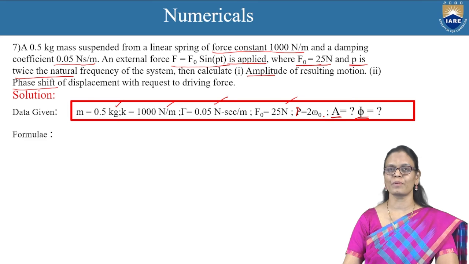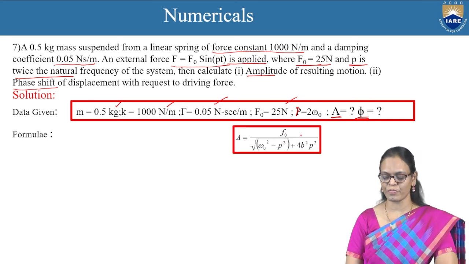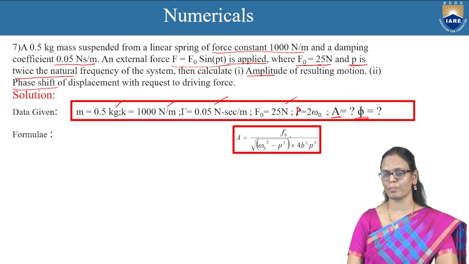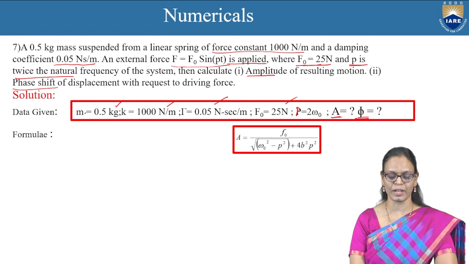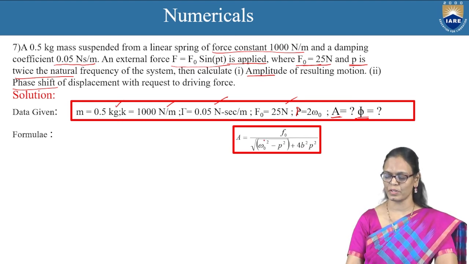So first write the formula. So formula for A is small f naught, where capital F naught upon M. We are given F naught and we have M. Upon under root omega naught square minus P square whole square plus 4 b square P square. This is the formula to calculate the amplitude.